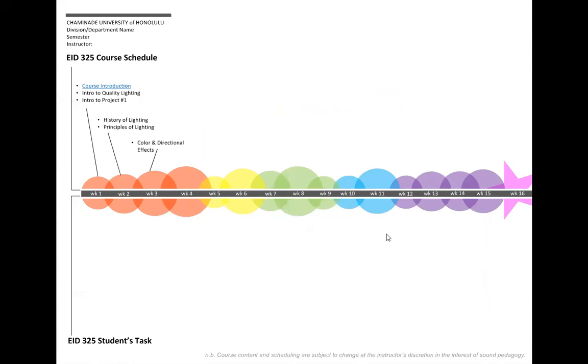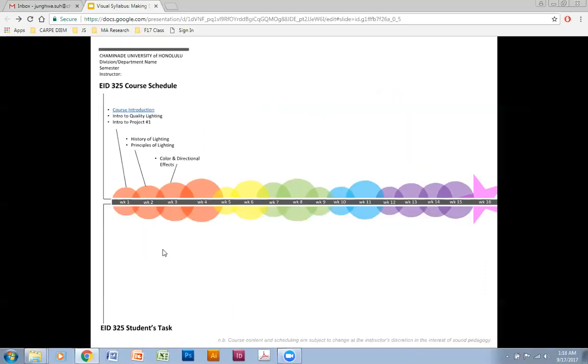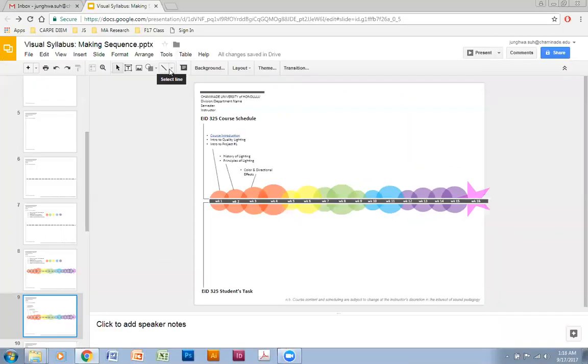Then you use the line tool to connect the learning subject and the corresponding week bubble. The line tool is also in the top menu here, and you simply click on it and draw the line.